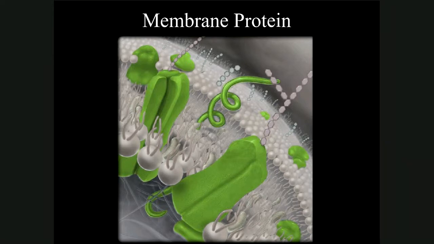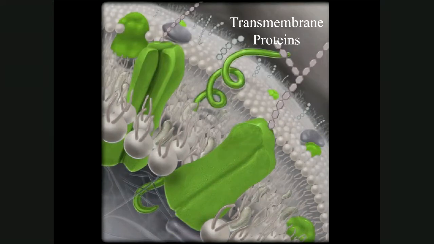Proteins with different shapes will have different functions. So what you see in green are membrane proteins, the different types of membrane proteins that are found within the plasma membrane. Let's specify our different types of proteins. We have integral proteins and peripheral proteins. What you see here are our transmembrane proteins.